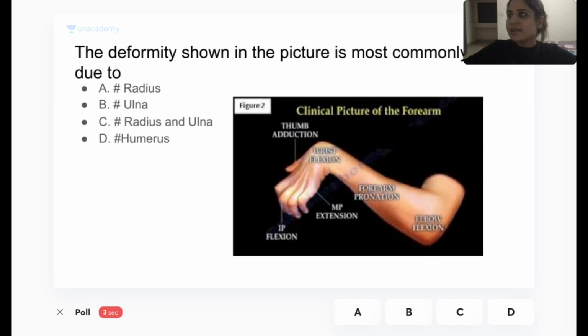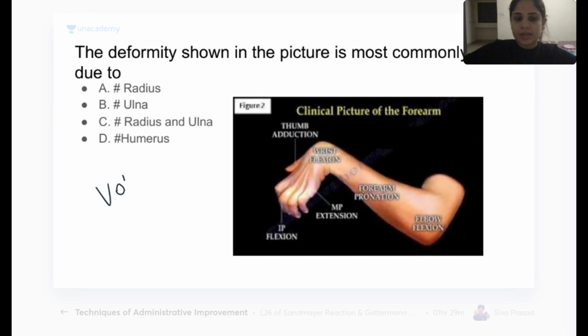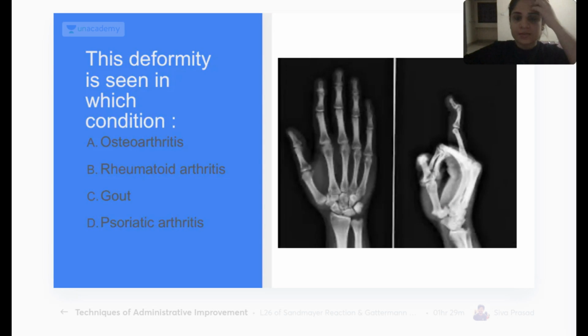Okay, why only 39% has answered this? What is the name of this deformity? I just discussed with you guys in the last class. Yes, this is Volkmann's ischemic contracture, correct? Remember I told you malunion of the supracondylar fracture of the humerus can lead to Volkmann's ischemic contracture. And it is seen in supracondylar fracture humerus. Clear?